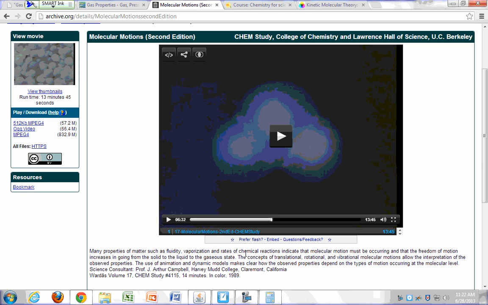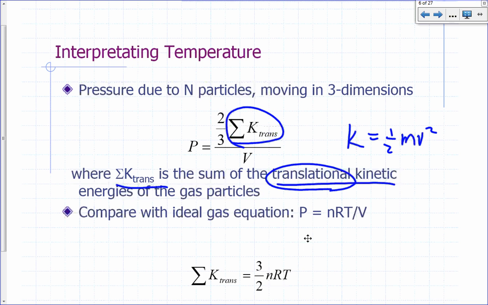Okay, that should be enough. What we call translational kinetic energy is kinetic energy associated with simple motion through space. The total kinetic energy for a molecule has to include not just translational motion, but also rotational kinetic energy due to the tumbling motion of the molecule, and kinetic energy due to the vibration of the atoms within the molecule.